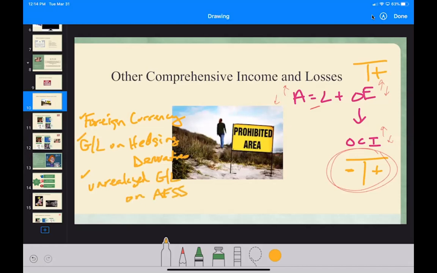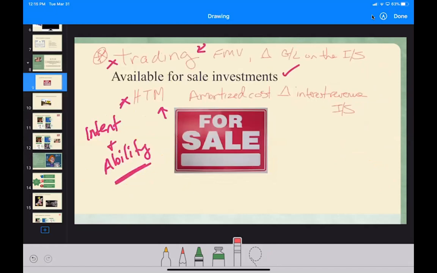Okay. So these are three things where we're using other comprehensive income or other comprehensive loss to track the change in our fair market value. So available for sale securities are reported at fair market value, just like trading. But the difference gets recorded in other comprehensive income, a component of equity.